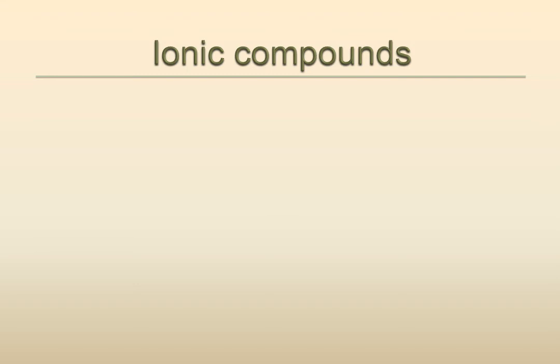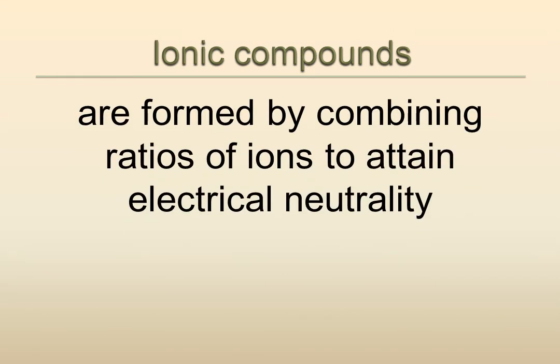We've seen how we can form ions, we've seen what sticks them together. Now when we form ionic compounds, what we do is we tend to look to get a combination of anions and cations to get an overall neutral charge.